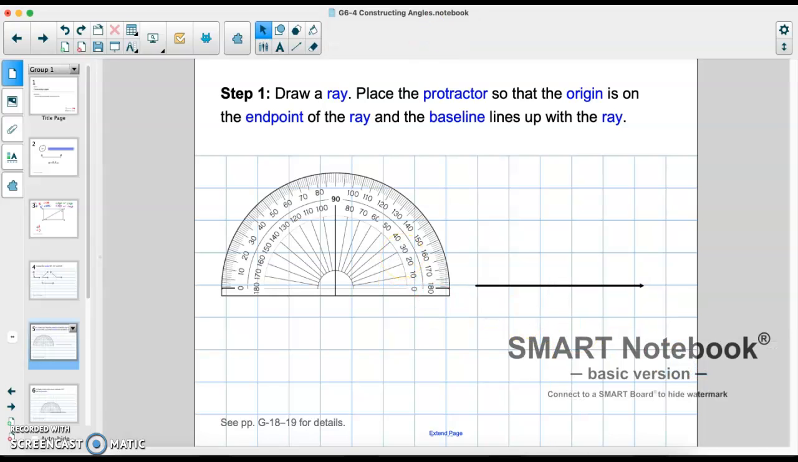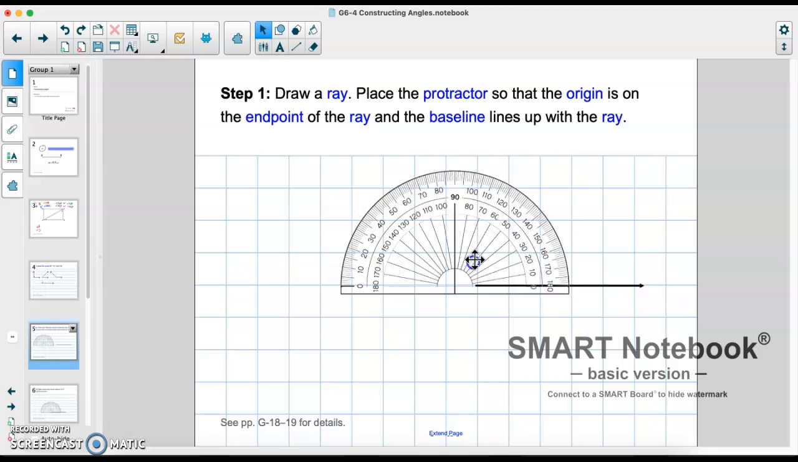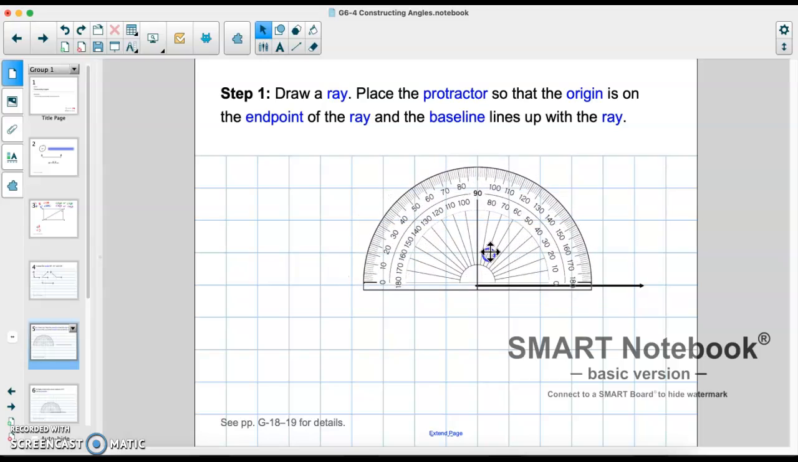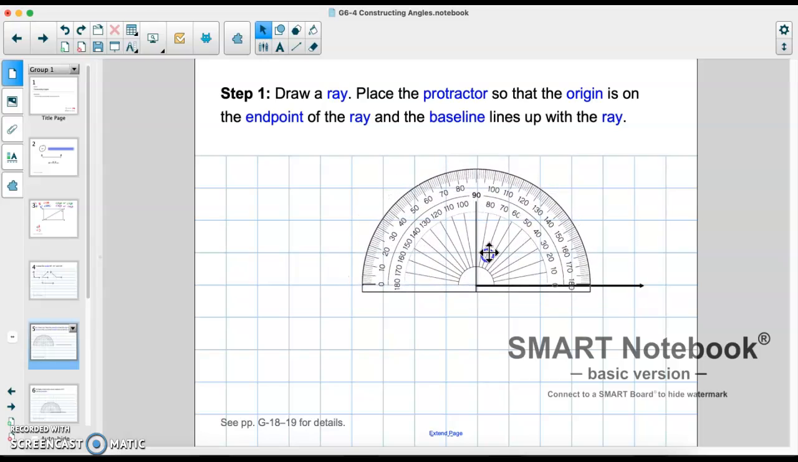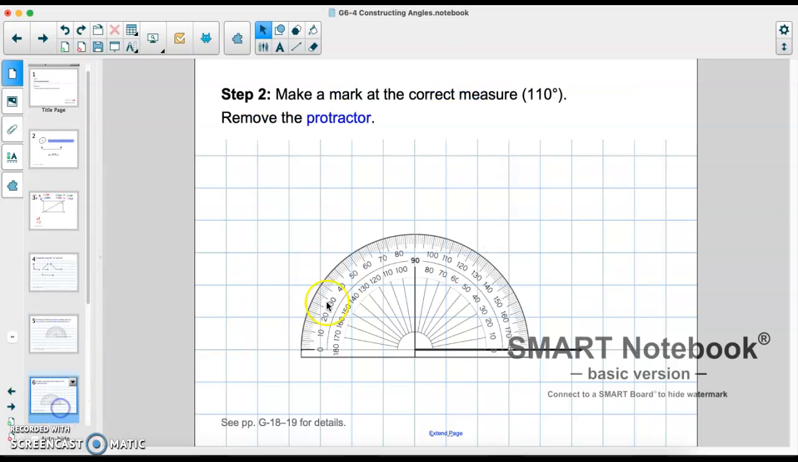Okay, it says to place the protractor so that the origin is on the endpoint of the ray and the baseline lines up with the ray. Sounds very confusing. Remember that this point here is the origin, so all that means is I'm going to move this over so that the origin of the protractor and the baseline of the ray line up. So this is going to be an angle that opens to the right, so I'm going to be using the inside scale.